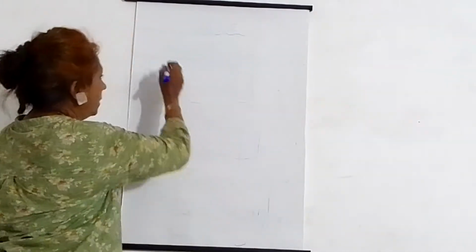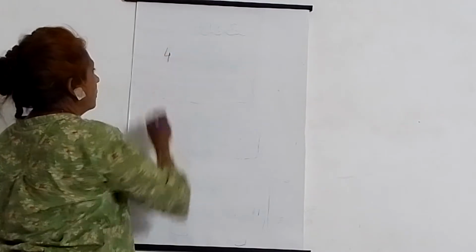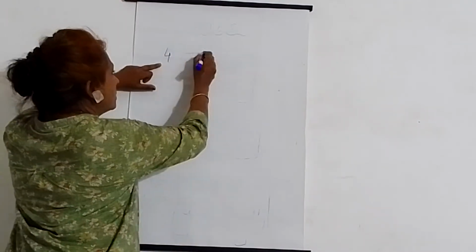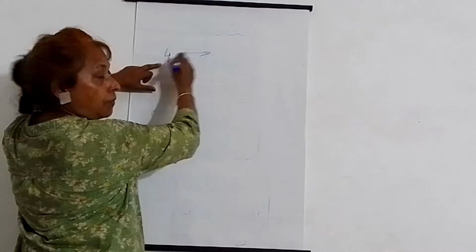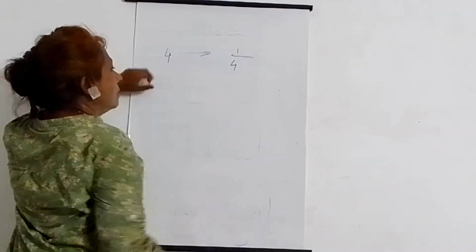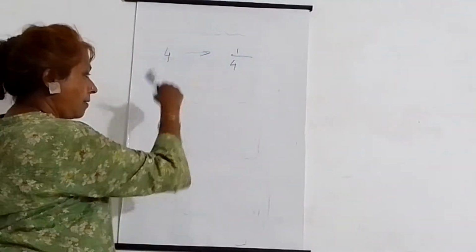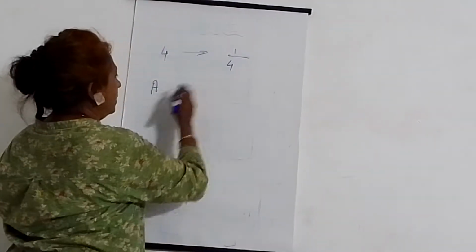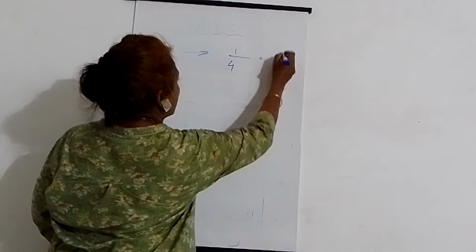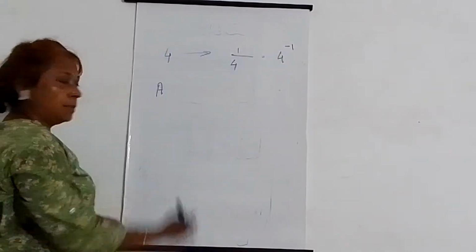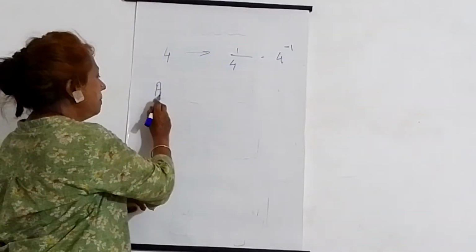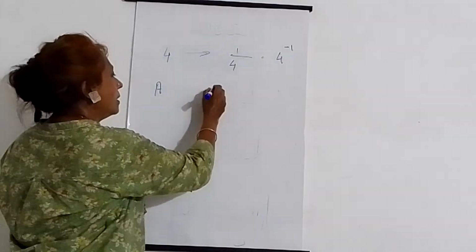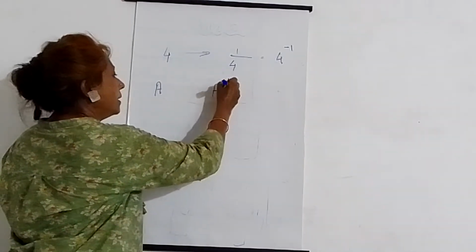Take a number, let it be 4. A number 4, we know it has a reciprocal. The reciprocal for 4 is 1 over 4. Isn't it? In the same way, for a matrix A, the inverse can be written like this. This can also be written as 4 raised to negative 1, 4 to the power of negative 1. Similarly, for a matrix A, its reciprocal is A to the power of negative 1.